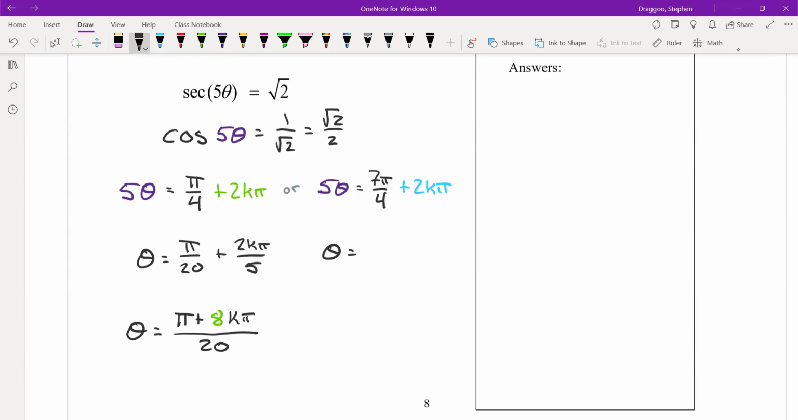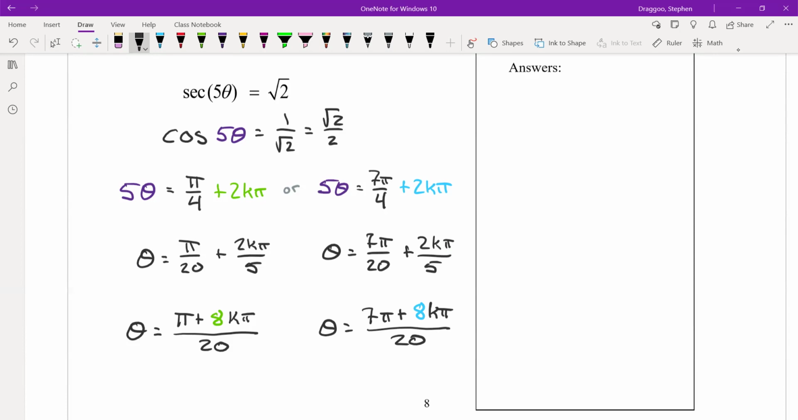On the other side, pretty similar steps. Divide both sides by 5. That gives me 7 pi over 20 plus 2k pi over 5, or that's 7 pi plus 8k pi over 20. All right, so those are my two solution equations.